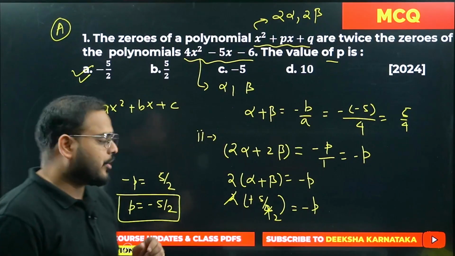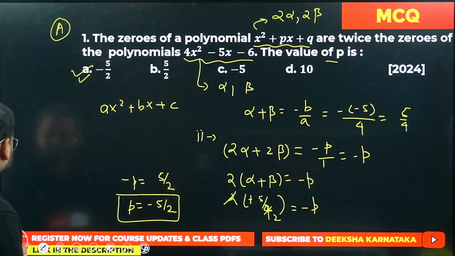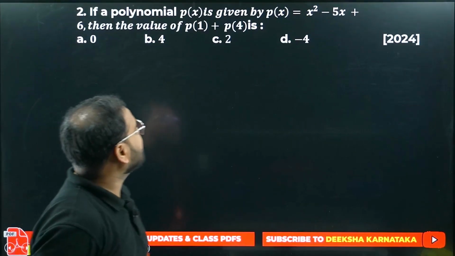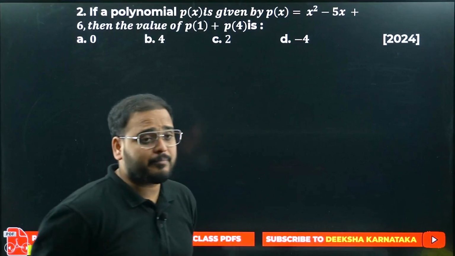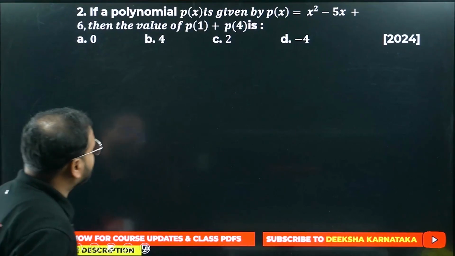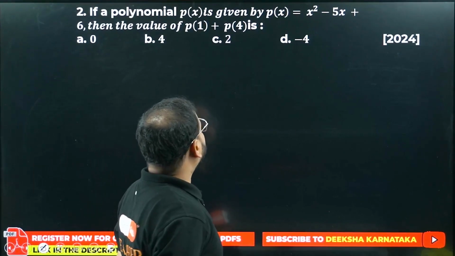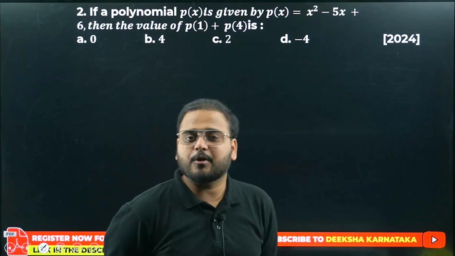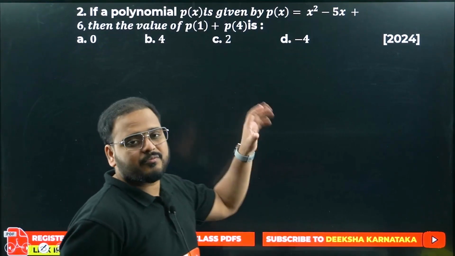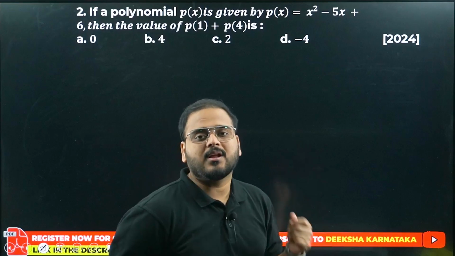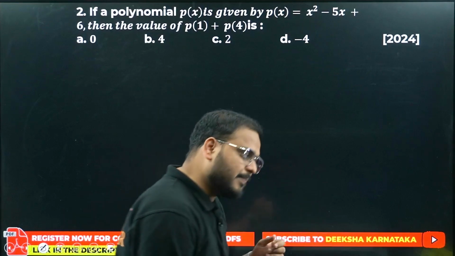Okay, now moving on to the second problem. If a polynomial p(x) is given by p(x) equals x square minus 5x plus 6, then find the value of p(1) and p(4). Remember the value of the polynomial: what do we do? We substitute any value of x in the polynomial and try to find the value of the polynomial.